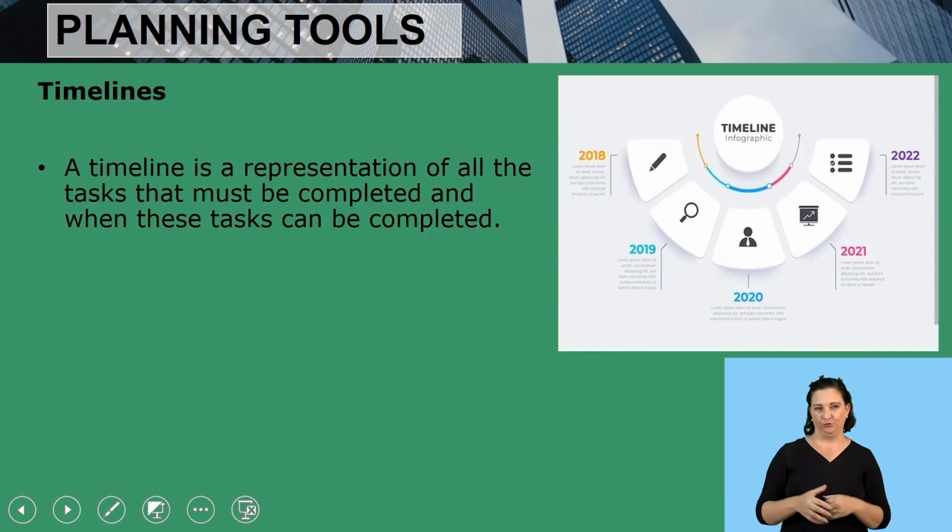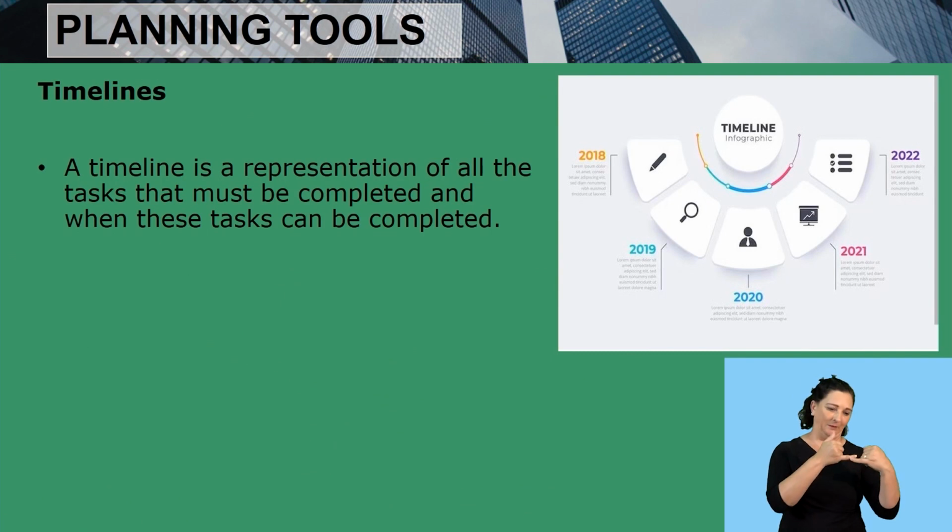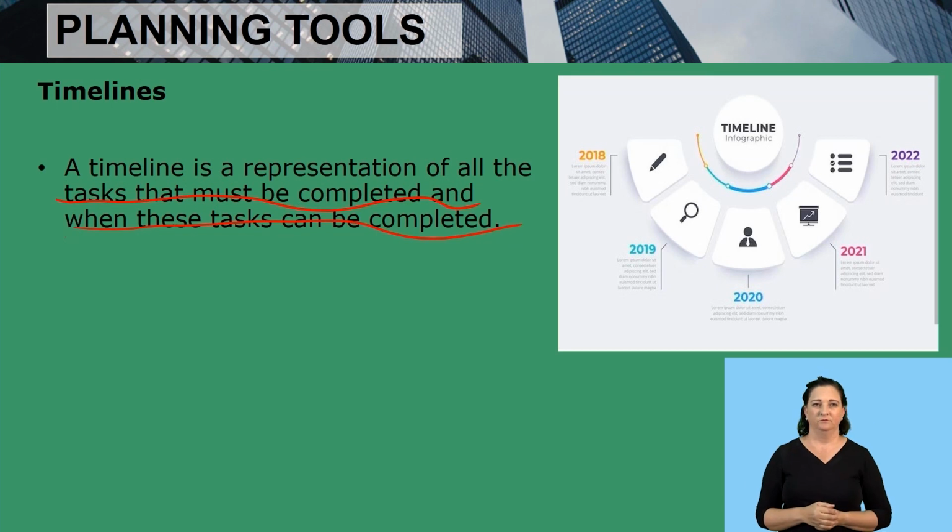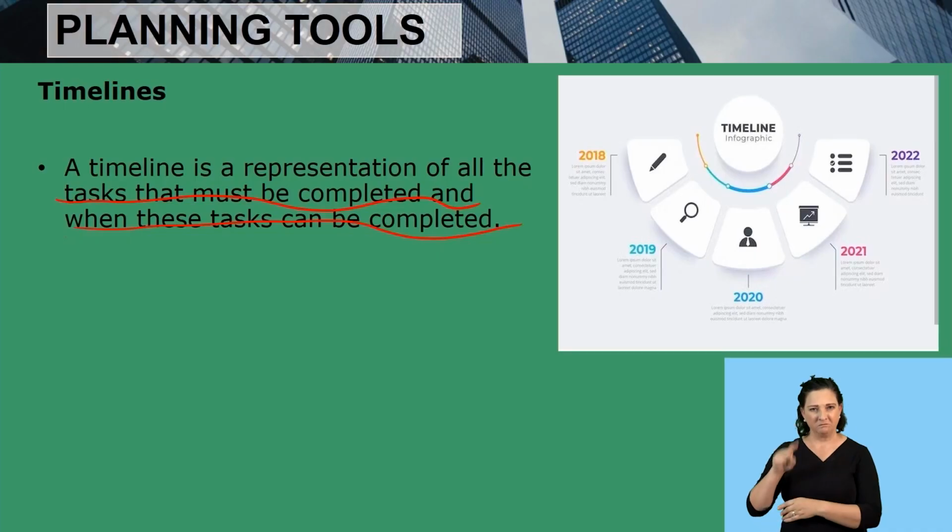We'll start with timelines. A timeline is a representation of all the tasks that must be completed, and when these tasks can be completed. So when we talk of a timeline, we are talking of a representation whereby we represent all the tasks that we have to complete. And we must also know the duration, the time at which these particular activities have to be completed. That's why we say it's a timeline, because it has to do with the duration of tasks to be completed.